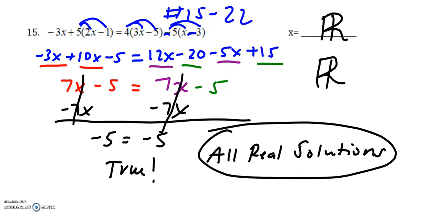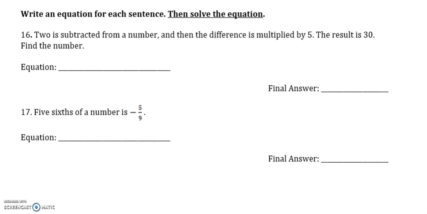Moving on to 16 and 17, your goal is to write an equation for each sentence, and then we do want to solve. So 16, 2 is subtracted from a number. So this means that the number that we don't know, x, was there first, and then 2 is subtracted from it. So I'm going to write x minus 2. And then the difference. We just wrote down a difference because remember, difference means subtraction.